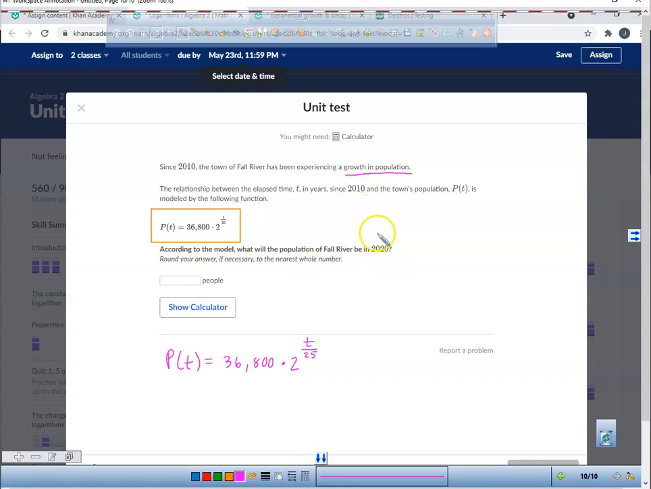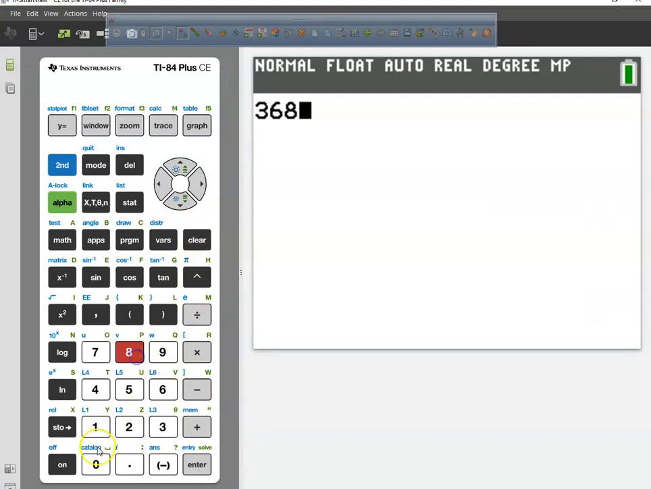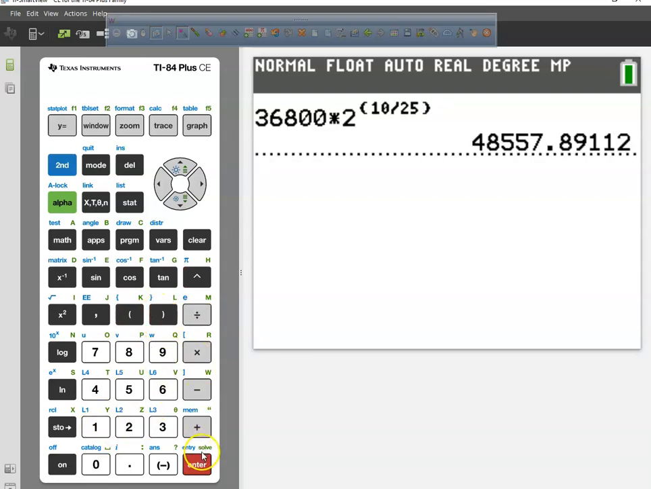Well, let's see here. What's the gap between those? 10. So I'm just going to plug in a 10. See if that works. So I'm going to take 3, 6, 8, 0, 0 times 2 to the power, I'm going to cut parentheses, 10 divided by 25. I'm going to clear everything out, so we're just focusing on that. So it looks like we're up to 4, 8. I'm going to write that down right there.